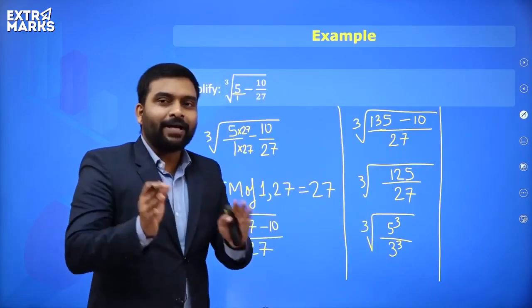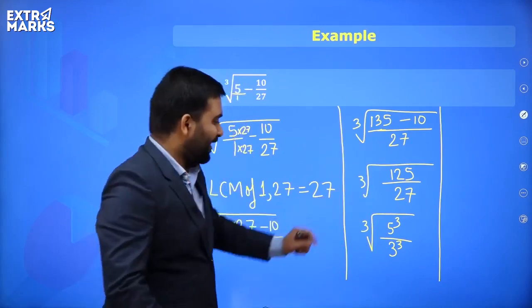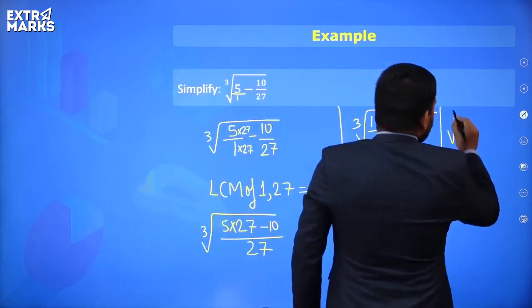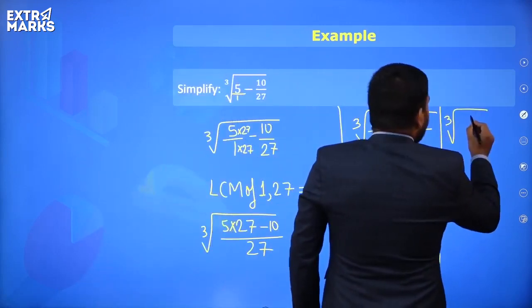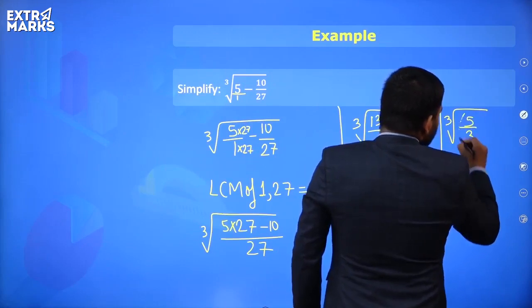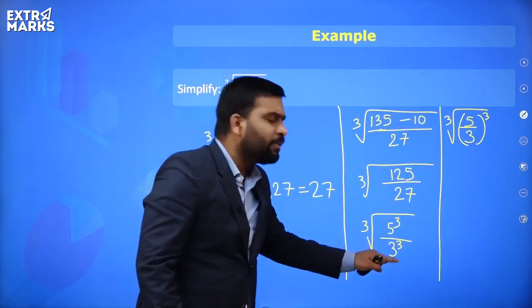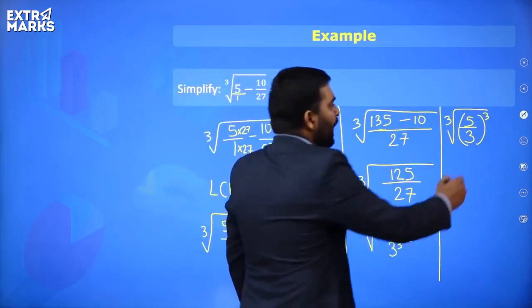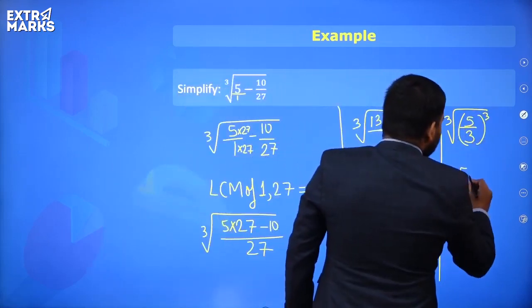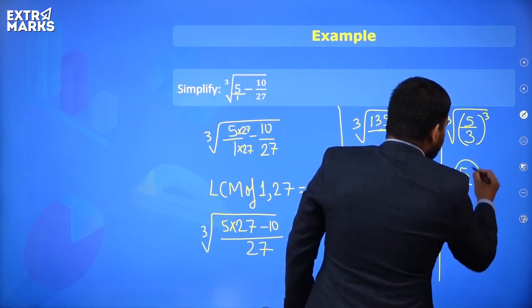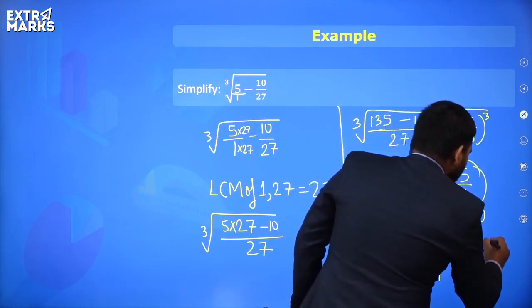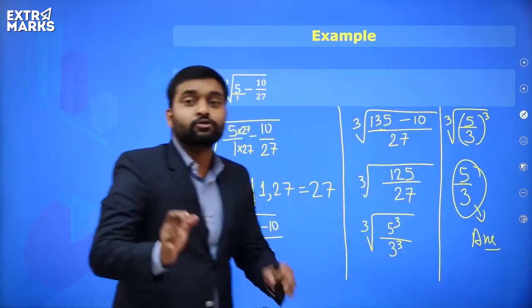Now students, if you all remember, in the very beginning I told you, cube cancels the cube root. I told you, right? And I told you why it happens. So everyone, we can say 5 by 3 cube, because in the numerator also we had the cube, in the denominator also we had the cube. So cube and cube get cancelled. The answer will be 5 by 3. This is your answer. So this is how we solve the question.